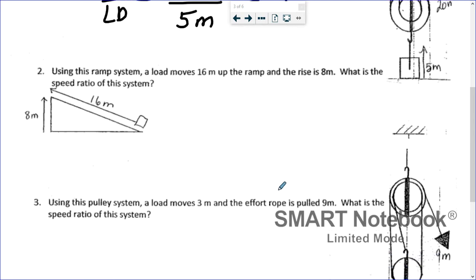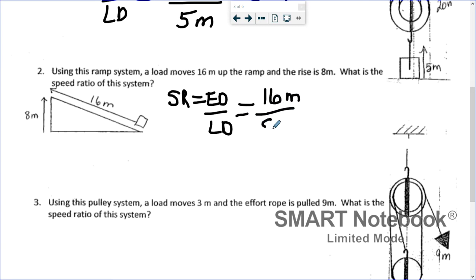Okay, you can also do this same speed ratio with other types of simple machines. So here we have an inclined plane, a ramp, and the load actually moves 16 meters, but the effort only moves 8 meters up. So we still use the same equation. SR is equal to effort distance over load distance. So that would be equal to 16 meters divided by 8 meters. 16 divided by 8 is 2, and the meters cancel.